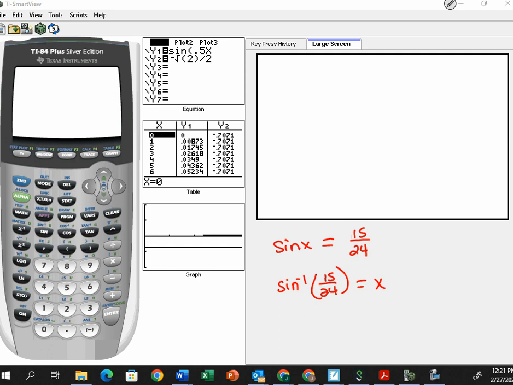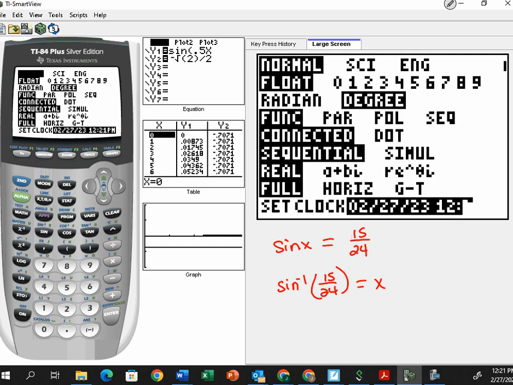So first thing, make sure you're in the right mode. So I need you to push mode on your calculator. And make sure it says degrees.